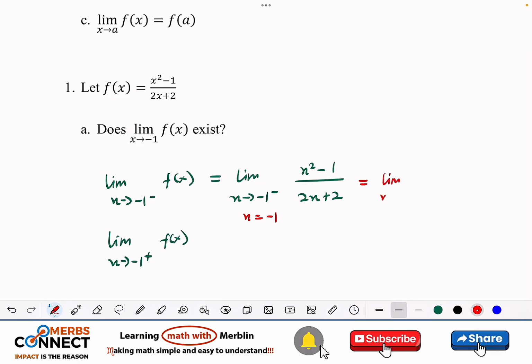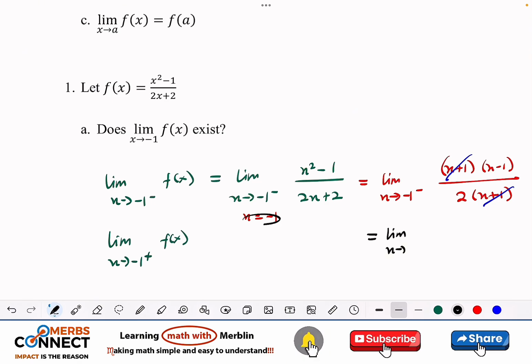This is limit x is approaching -1 from the left. x squared minus 1 is a difference of 2 squares, so this is x plus 1 times x minus 1. In the denominator, I can factor 2 out and then have x plus 1. So now I see that this will cancel this, and I'm going to have limit x is approaching -1 from the negative, and this one will be x minus 1 divided by 2.